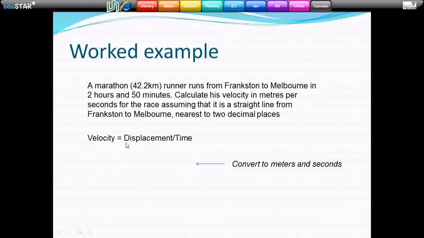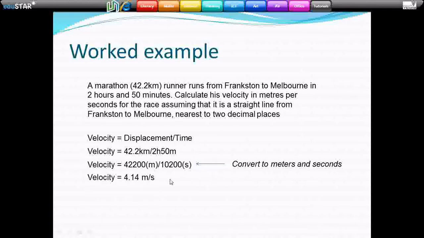So again, we get out our formula for velocity, which is velocity equals displacement divided by time. And in this case, it's 42.2 kilometers is the displacement, and the time is 2 hours and 50 minutes. Now, it's asking us to calculate the velocity in meters per second. So what we're going to do now is convert these numbers into meters and seconds. So 42.2 kilometers is 42,200 meters, and 2 hours and 50 minutes works out to be 10,200 seconds.